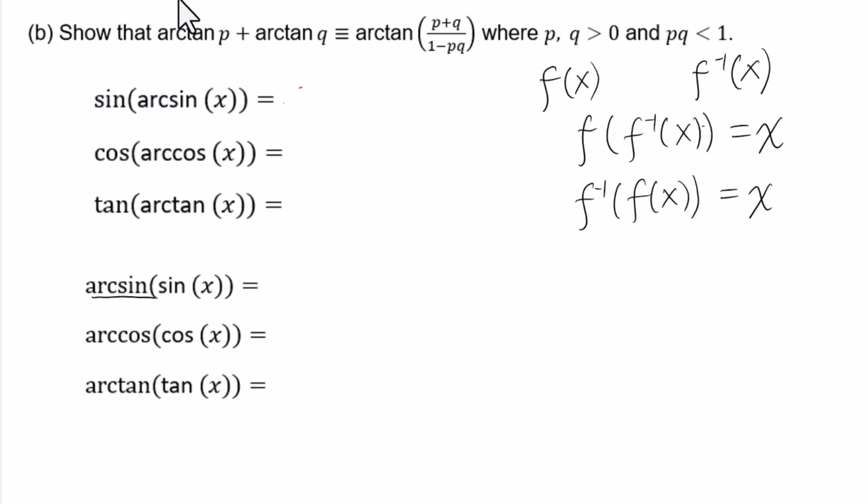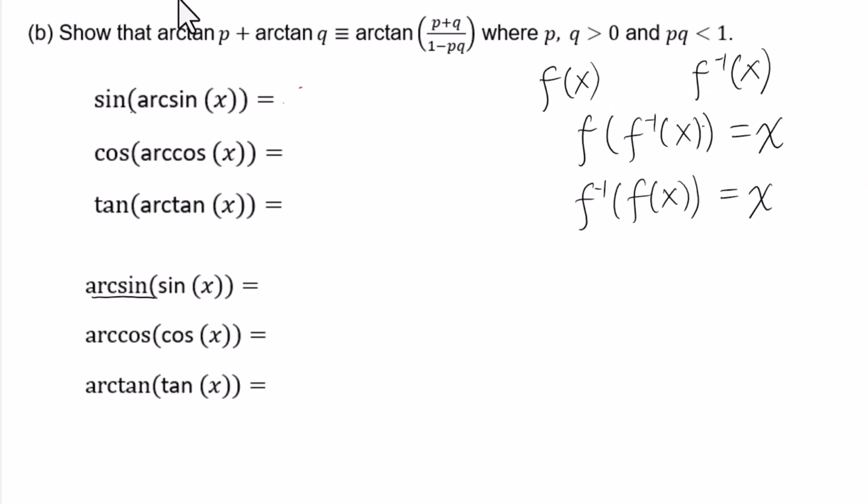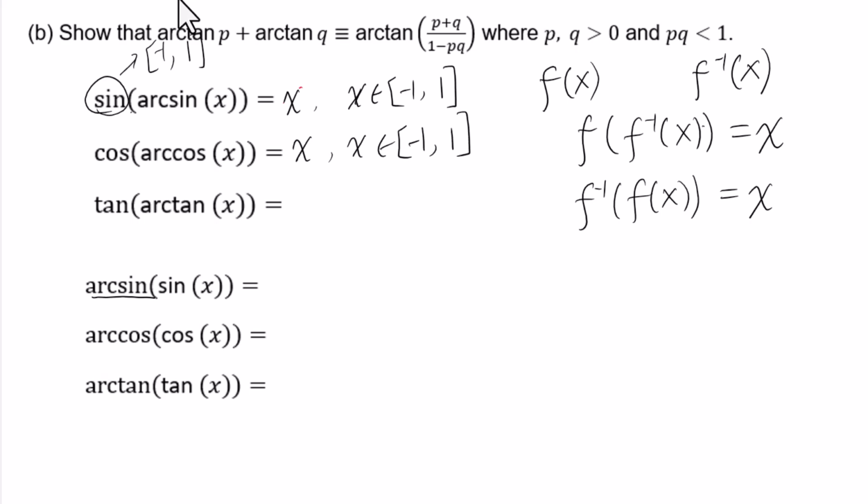For inverse trig functions, this is not always true because the domain of inverse trig functions is restricted. For example, sine of arcsine x. What's the range for sine? It's between negative 1 and 1. So sine arcsine x equals x when x is between negative 1 and 1. It's the same for cosine arccosine x equals x when x is between negative 1 and 1. Since the range of tangent is all real numbers, tangent arctangent x always equals x.